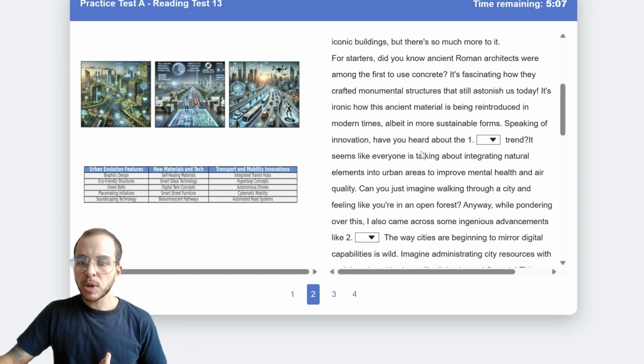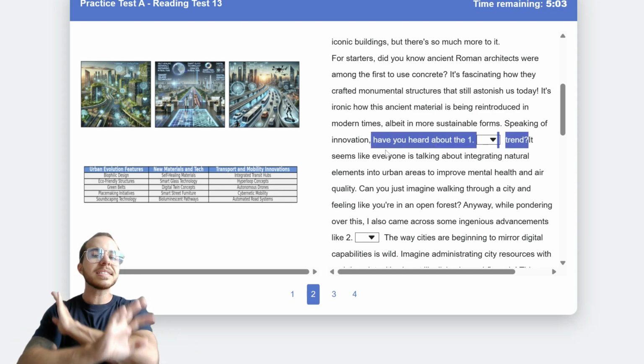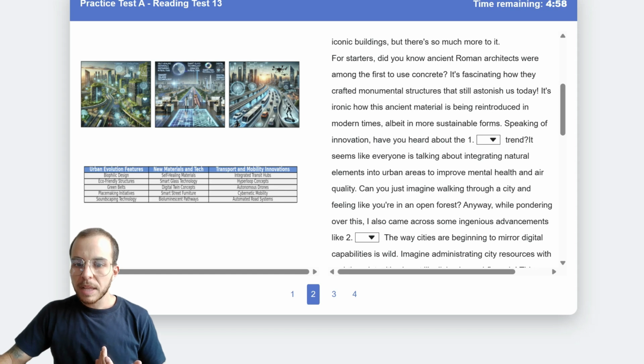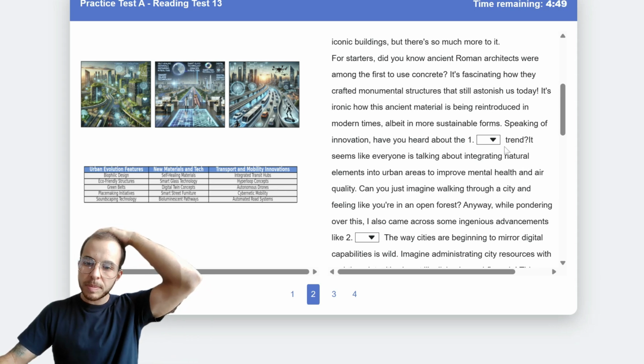Speaking of innovation, have you heard about the something trend? Just by looking at this sentence, we don't know at all. Have you heard about the what trend? We don't know. Read further. It seems like everyone is talking about integrating natural elements into urban areas to improve mental health. All right, so natural elements, now let's look.